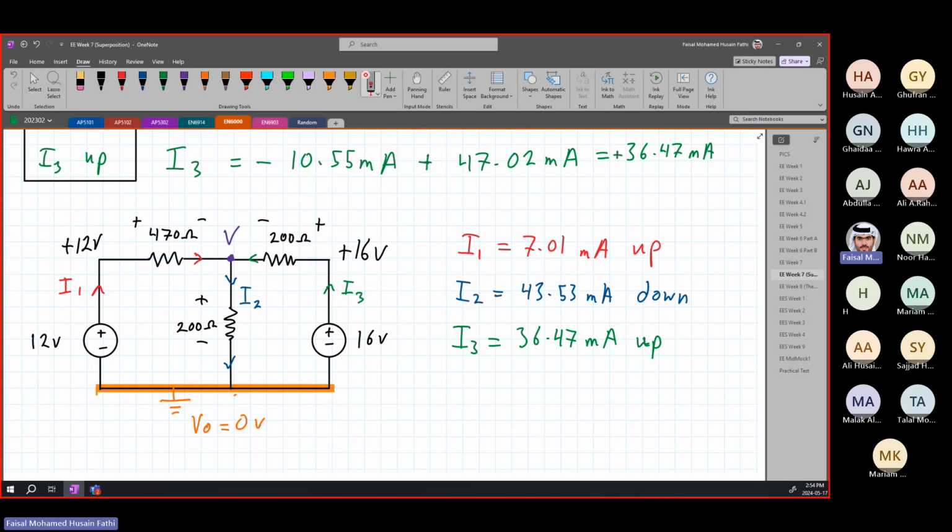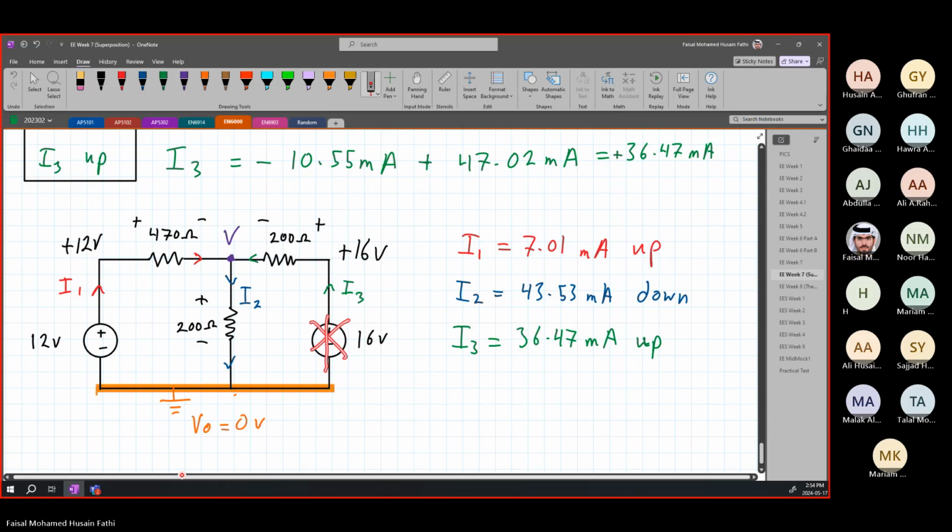You're going to be eliminating this source and solving the circuit like that. Then you're going to be eliminating this source and solving the circuit like this. And then you're going to add up everything with directions, obviously, to know if it's positive or negative. And that is the concept of superposition.